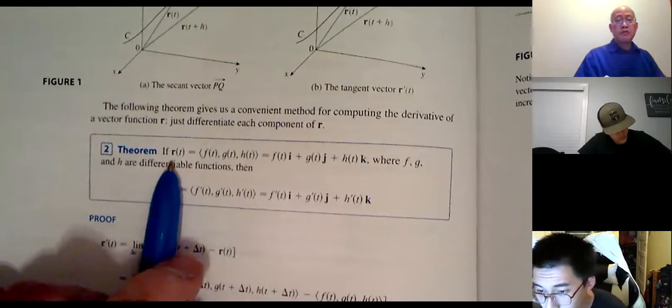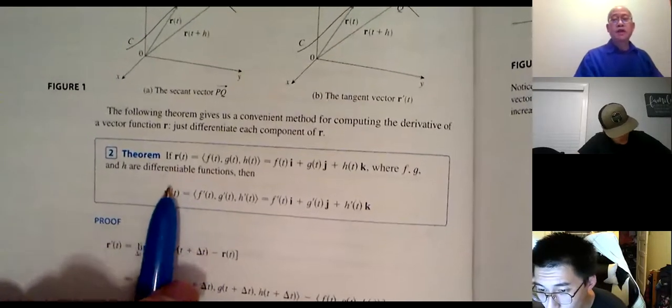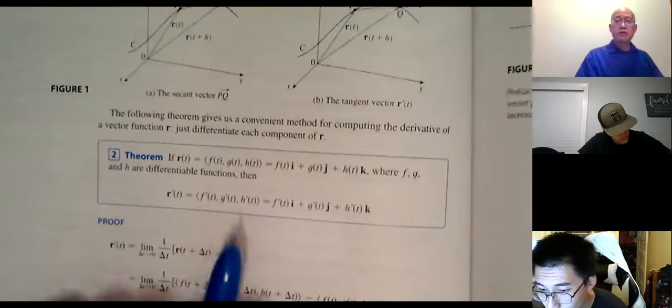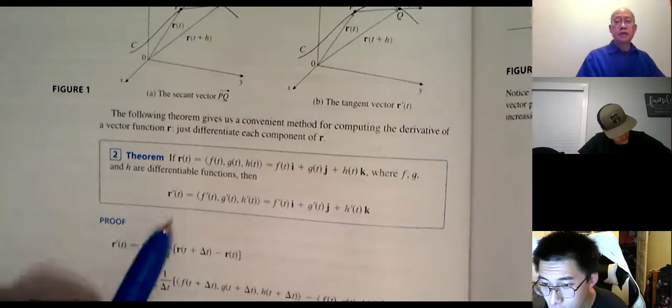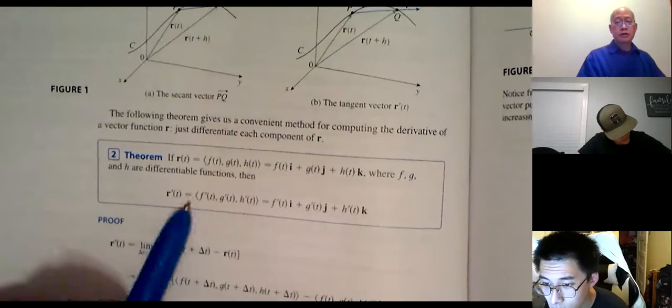How do I find R prime? The language we would say is we are taking the derivative of the function, but if you open up the function, there are three functions inside: the x component, the y component, and the z component. So you just differentiate each one.